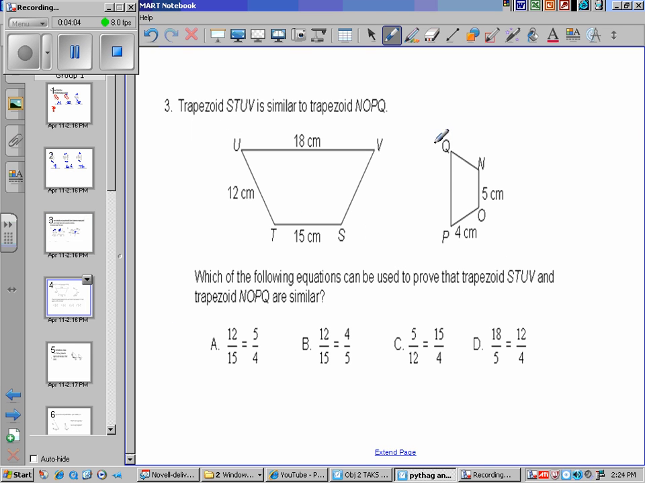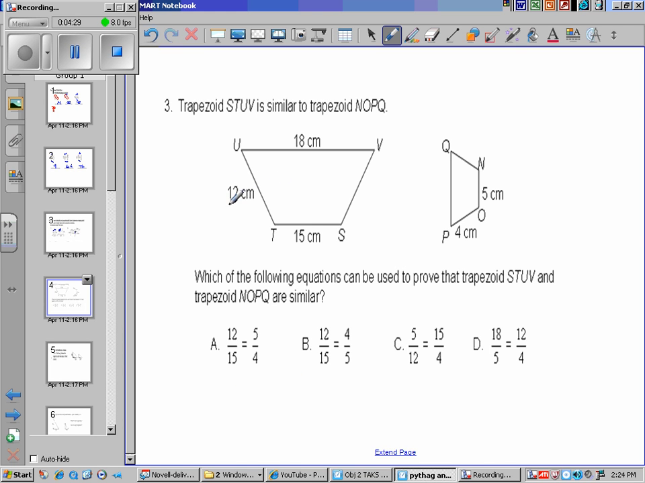Number 3, after all those little sub-problems, now we're on number 3. And it wants to know which of the following equations can be used to prove that the trapezoid STUV and trapezoid NOPQ are similar. Well, you would go through and find the sides that match up together, like 15 and 5 go together, and 12 and 4. And what you're trying to do is, okay, so say I got 12 over 15.